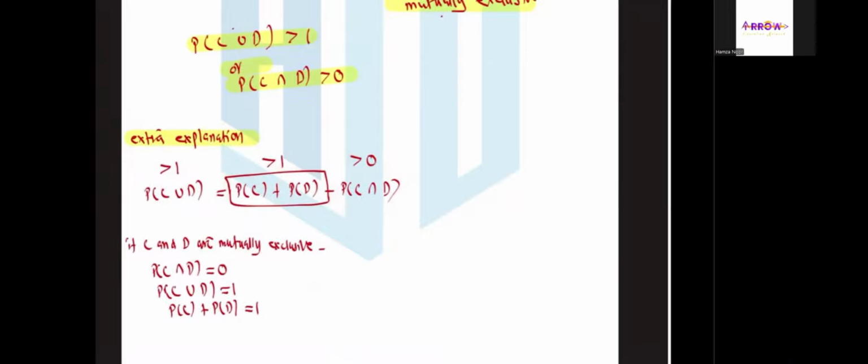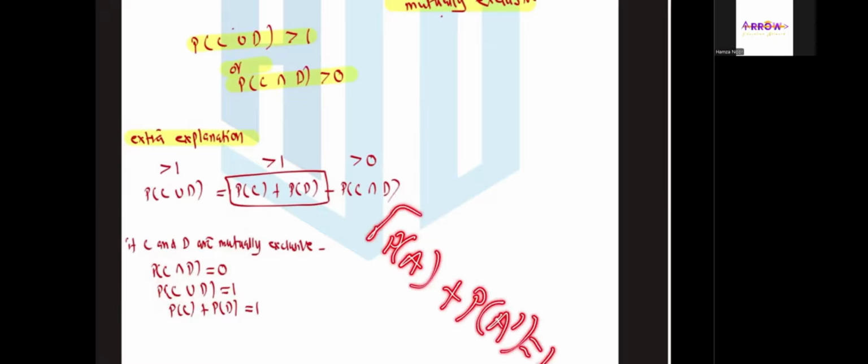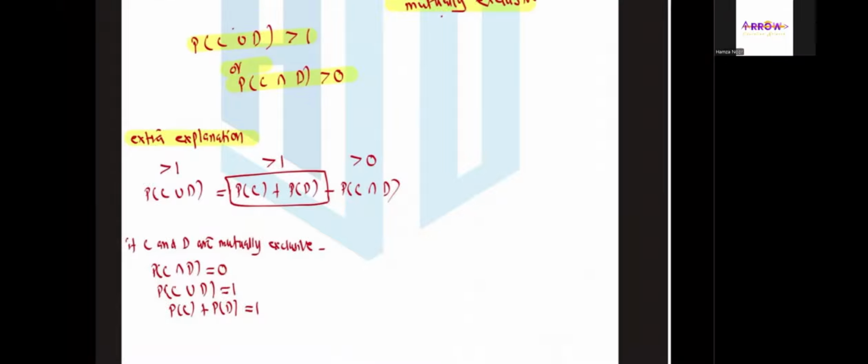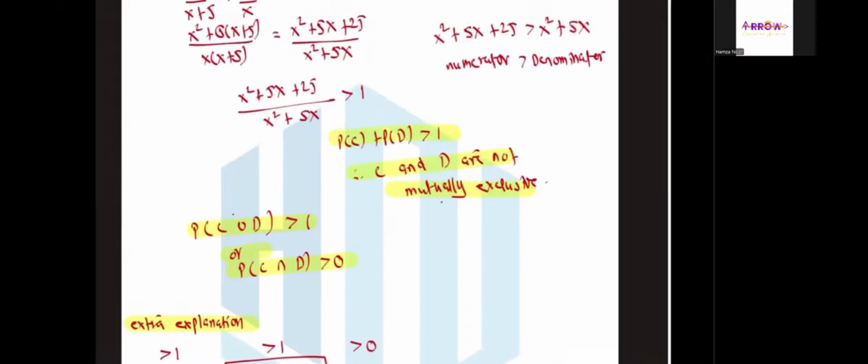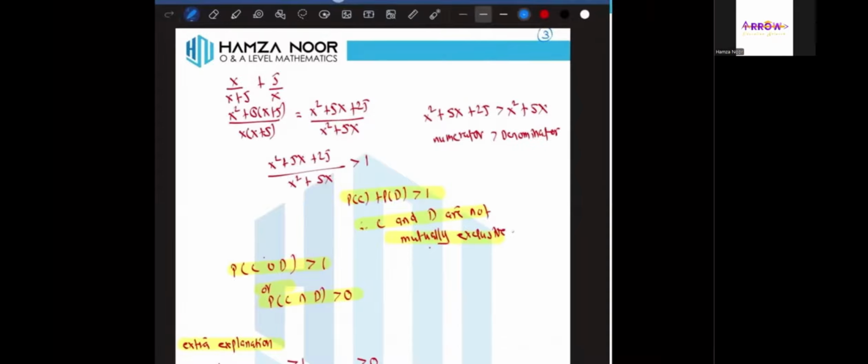So here I have mentioned that if C and D are mutually exclusive, then C intersection D should be equal to zero, and the probability of C union D would be equal to one, because this would imply that the probability of C plus probability of D is equal to one. In the same way I explained above that the sum of A and A complement would be equal to 1 because they are mutually exclusive. Okay, so in this way we have attempted our question.